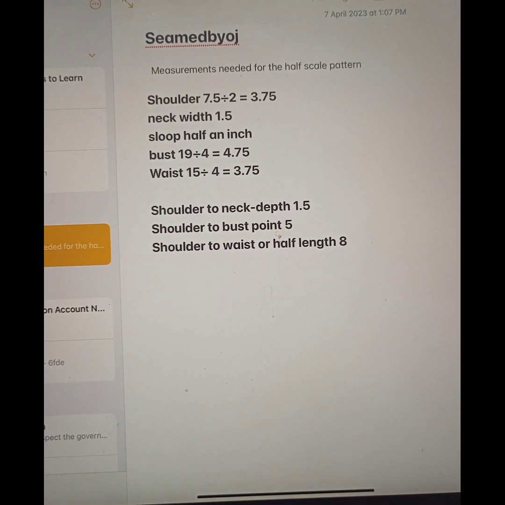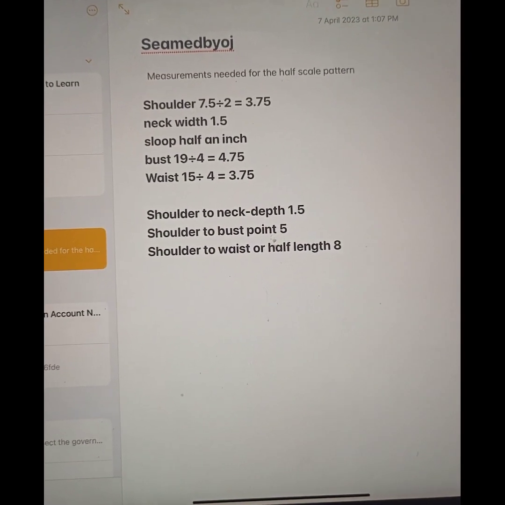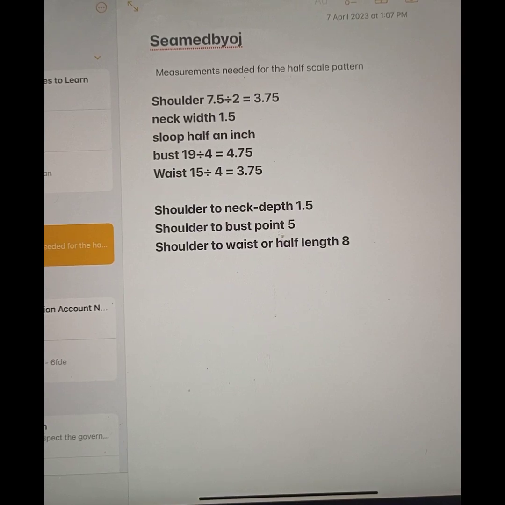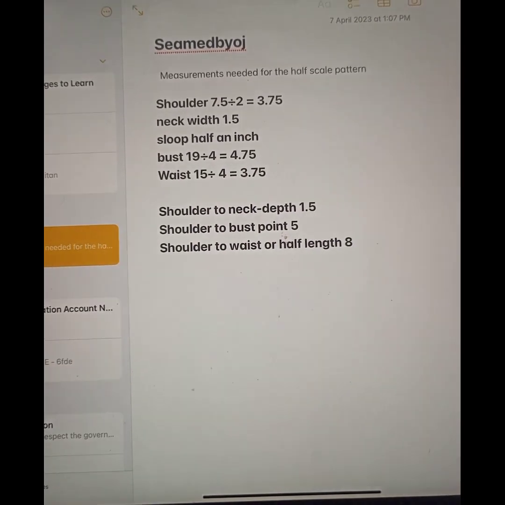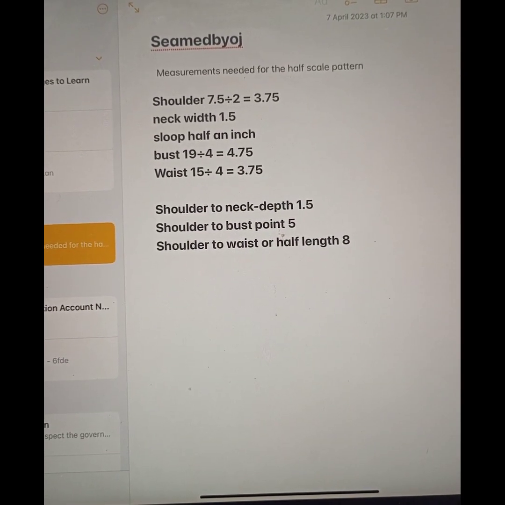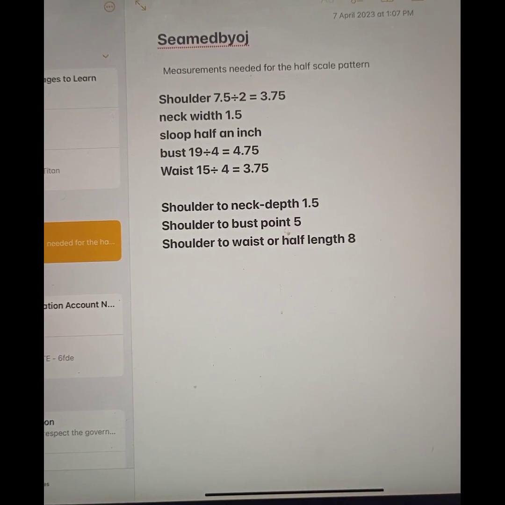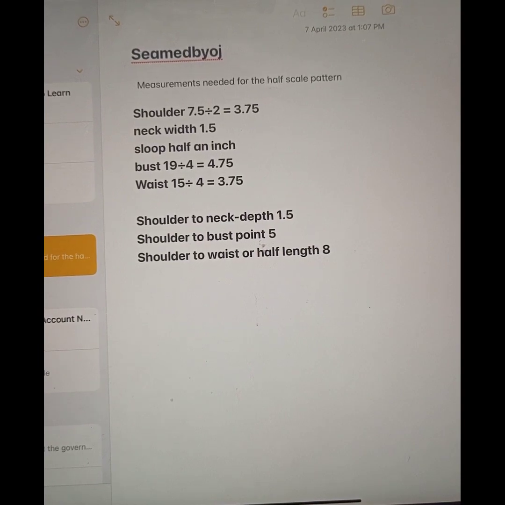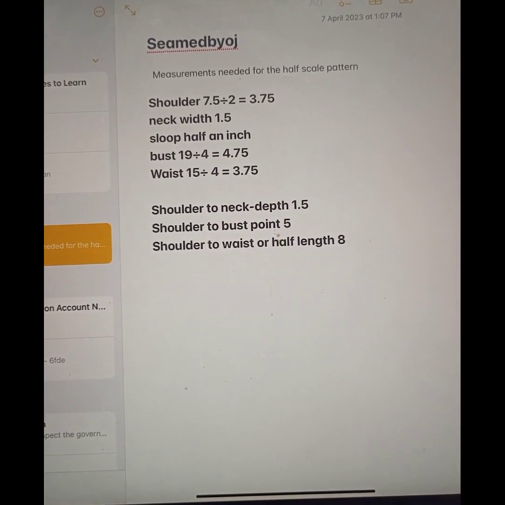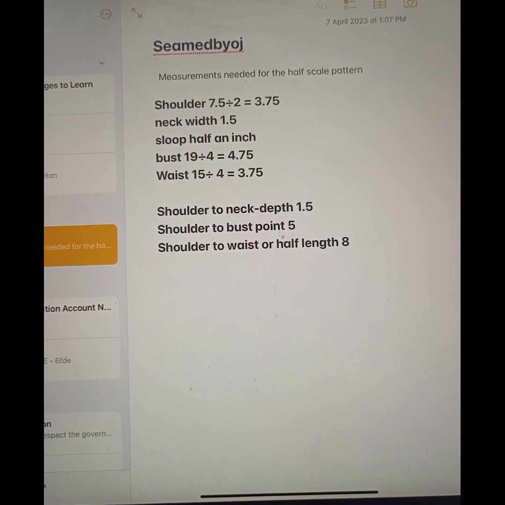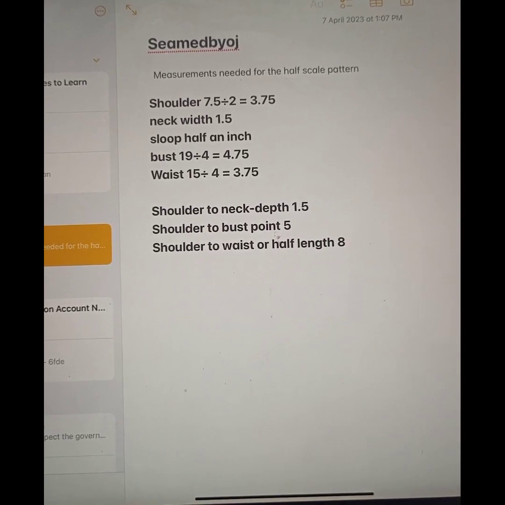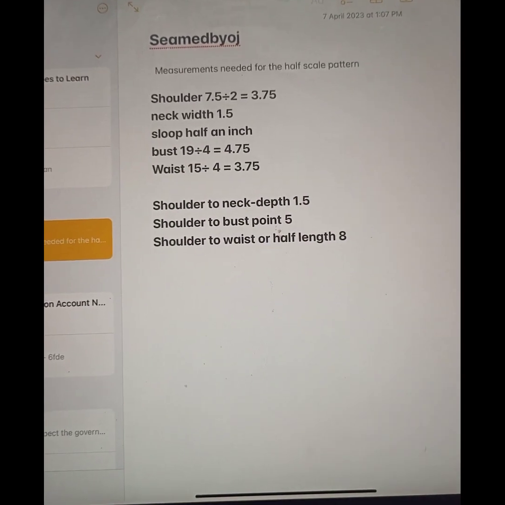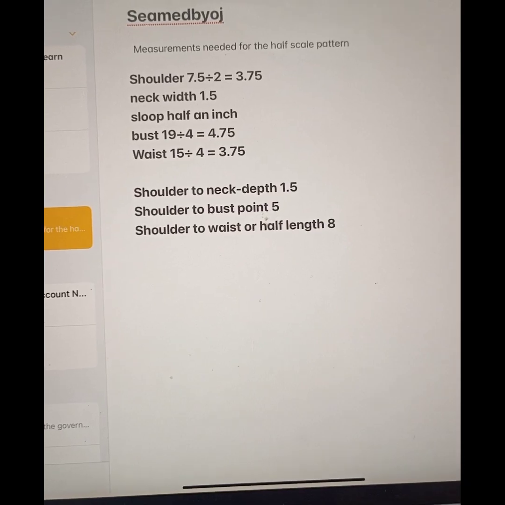Then I have my horizontal measurement set. For horizontal measurement, I have shoulder to neck depth 1.5. Then shoulder to bust point or shoulder to nipple point, I have 5. Then my shoulder to waist or half length, I have 8. All right, so I'm going to draft the pattern now and come back to show you.